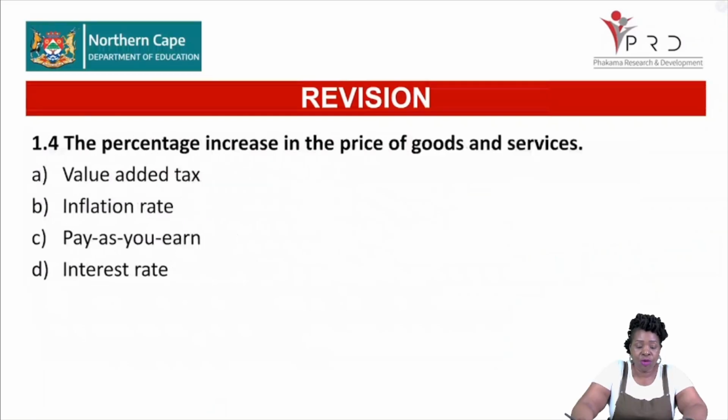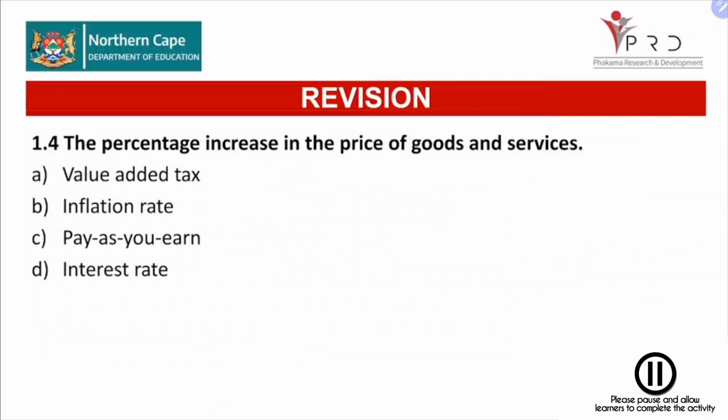We move on to question 1.4. It says, the percentage increase in the price of goods and services is A, value added tax. B, inflation rate. C, pay as you earn. And D, interest rate. Right, answer 1.4, then we can continue.